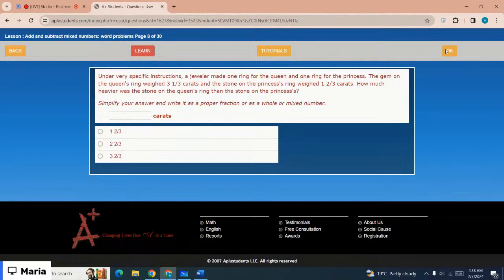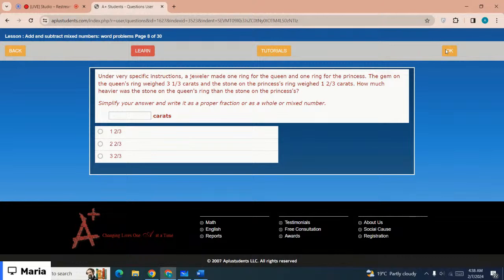Under very specific instructions, a jeweler made one ring for the queen and one ring for the princess. The gem on the queen's ring weighed 3 whole 1 by 3 carats, and the stone on the princess' ring weighed 1 whole 2 by 3 carats. How much heavier was the stone on the queen's ring than the stone on the princess' ring?